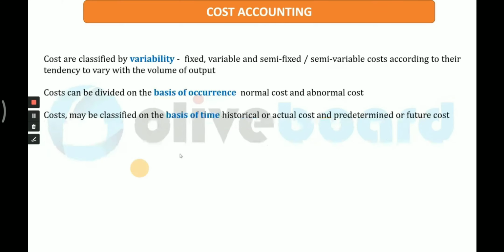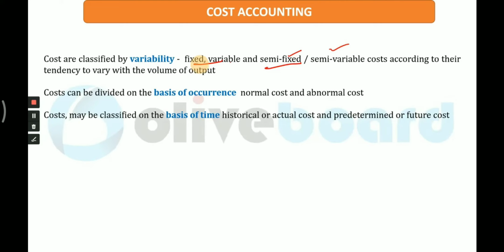We have still more, based on variability. What is variability? Based on its ability to change. Fixed and variable cost. Basically, the one major division is fixed and variable cost. And one more thing we have is semi-fixed or semi-variable. Both are right. We usually use semi-variable only, but I have given you semi-fixed also. Both are one and the same. Fixed cost or variable cost.